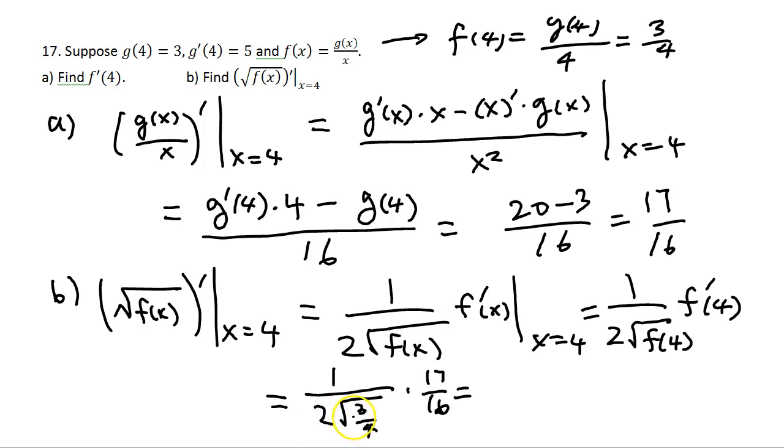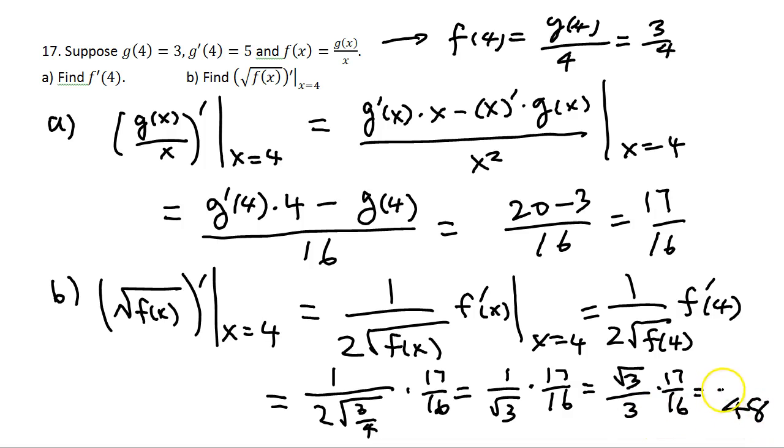Okay, 2 can go inside as 4, and it will cancel with the 4 in the denominator. So the first one will actually simplify to 1 over square root of 3 times 17 over 16, and because you have the square root in the denominator, you should rationalize. So you multiply square root of 3 top and bottom, and you get square root of 3 over 3 times 17 over 16, which can be written again as 48 as the denominator, and 17 times square root of 3 as the numerator.